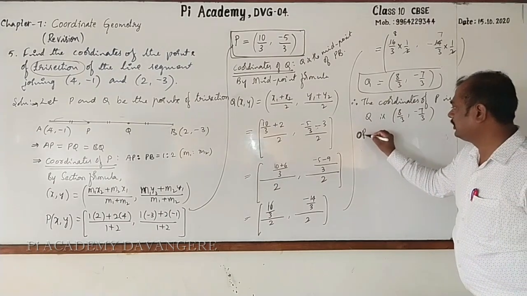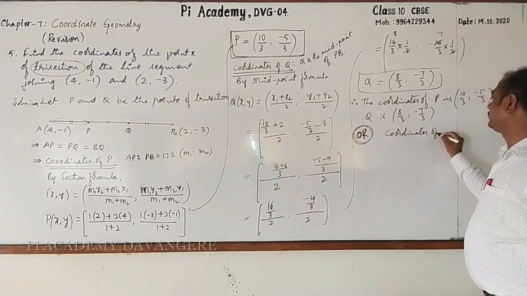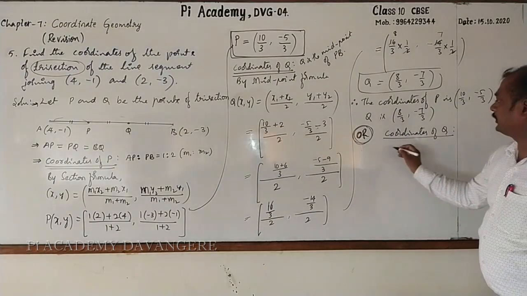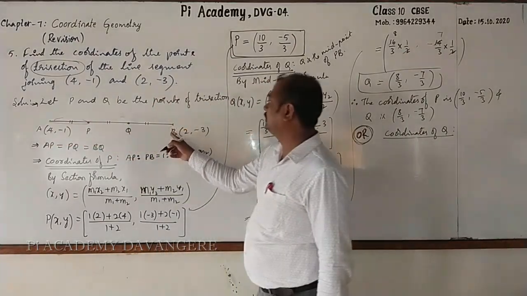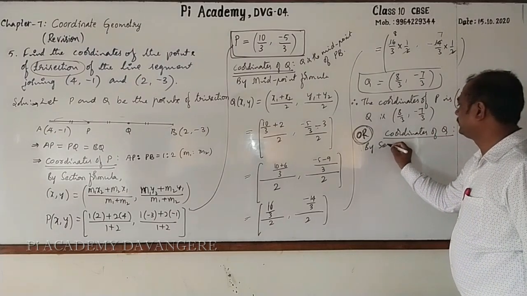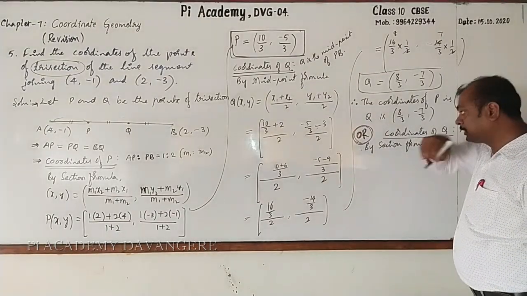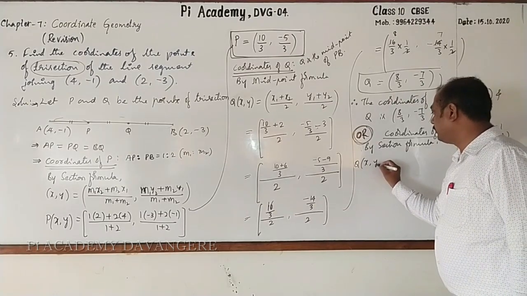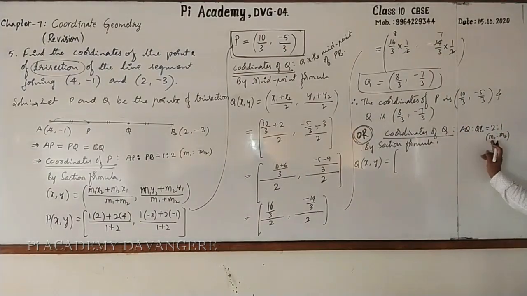Just keep observing. It is only with respect to coordinates of Q. Let's go for using section formula. To use that section formula, we have to write AQ is to QB. AQ is to QB is equal to 2 is to 1, which is nothing but m1 is to m2. Then by section formula, we can write the coordinates of Q. Q of x comma y is equal to, then m1 and m2, substitute that one.